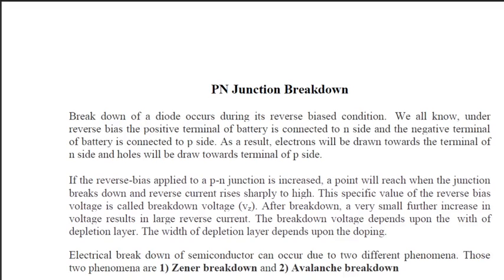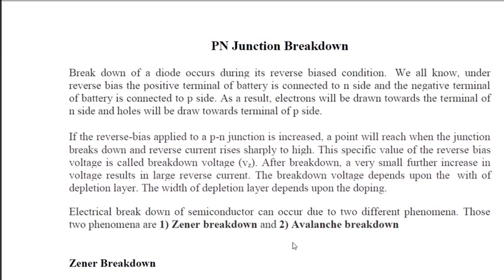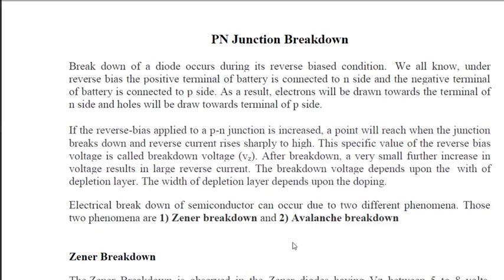Today we will discuss PN junction breakdown. The breakdown of a diode occurs when the diode is reverse biased. Reverse biasing means the positive terminal of the battery is connected to the N side of the PN junction and the negative side is connected to the P side of the PN junction. So that is a reverse bias condition.